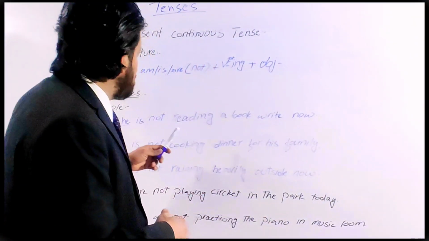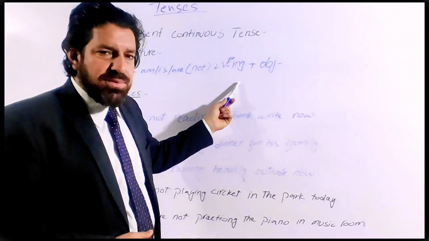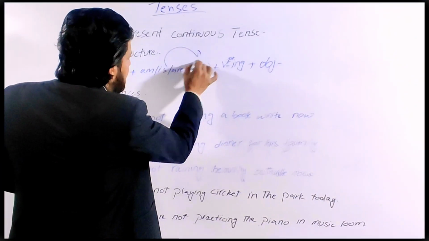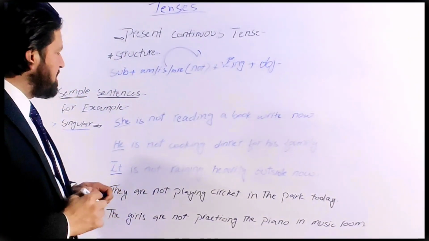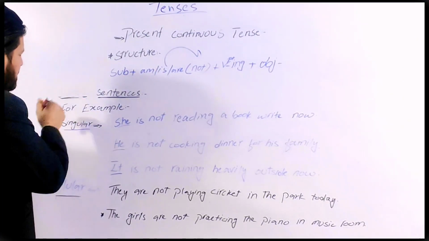For example, here you can say the structure: subject plus is/am/are plus not plus first form of verb plus ing. Right here we use "not" after the helping verb. This is called a negative sentence.